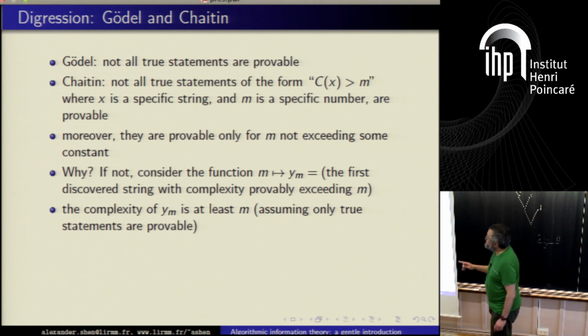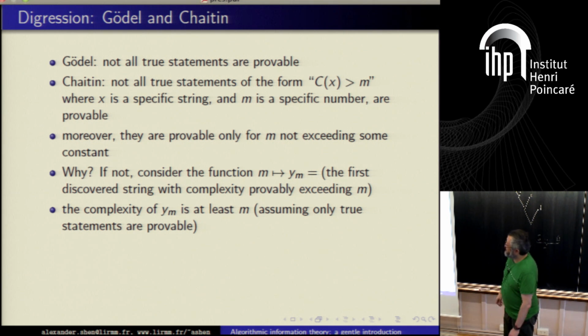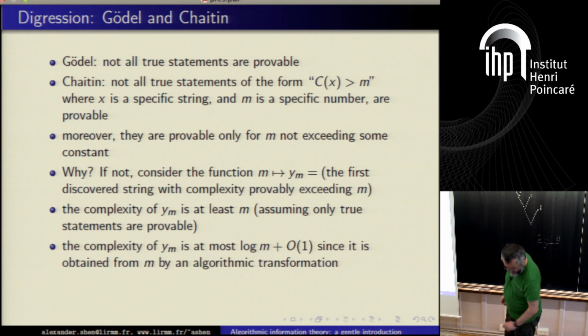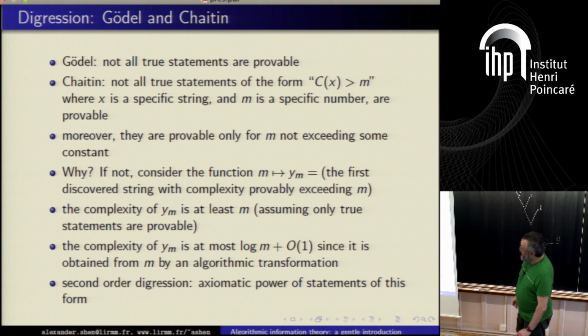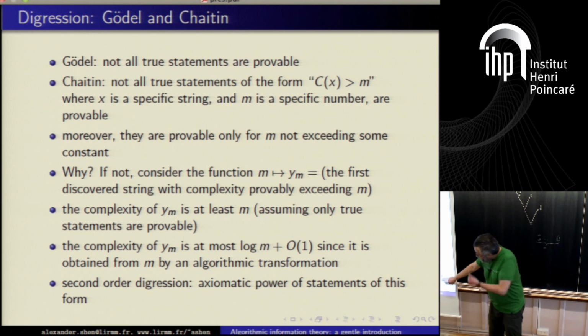Of course, you assume that your theory is consistent and all the axioms are true in the standard model, because otherwise the complexity may be only provably exceeding m, but not really exceeding m. And again, we get the same contradiction. And also, there is a digression.